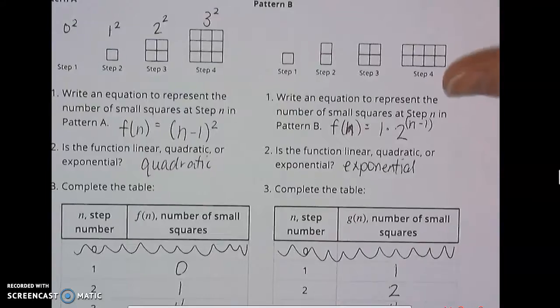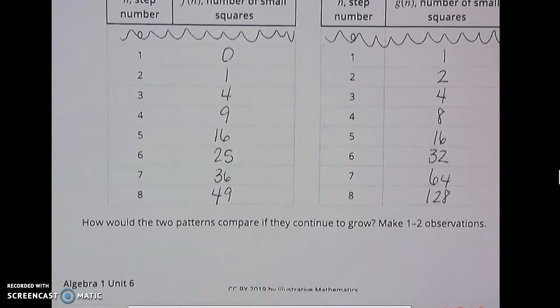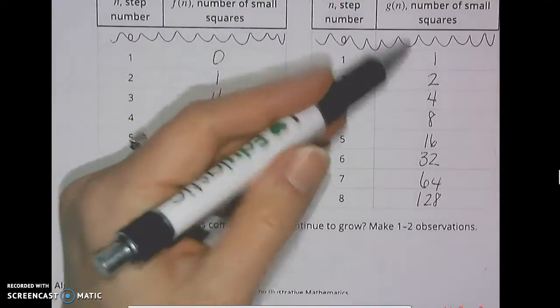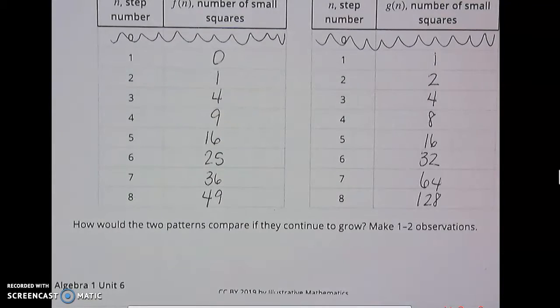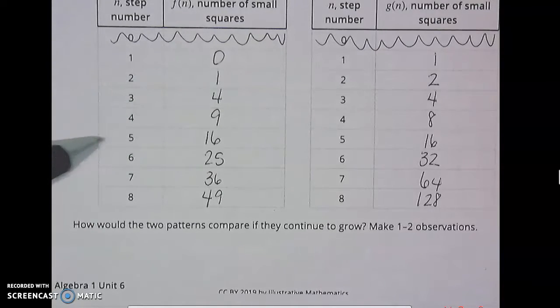So down here at the bottom it does ask us how the two patterns compare if they continue to grow. What things do you notice with these? Well, each time they're getting bigger, right? And with this also, do you notice that any of them have the exact same value? So here at 3 they have the same value, at 5 they have the same value. That's also something to notice.